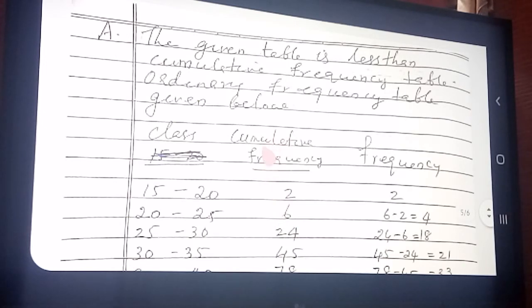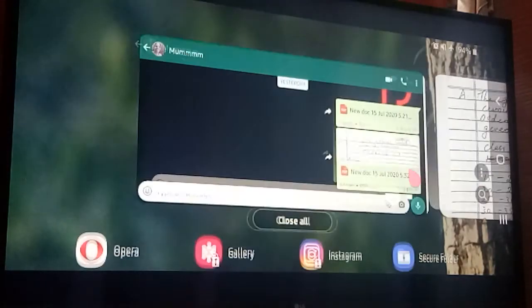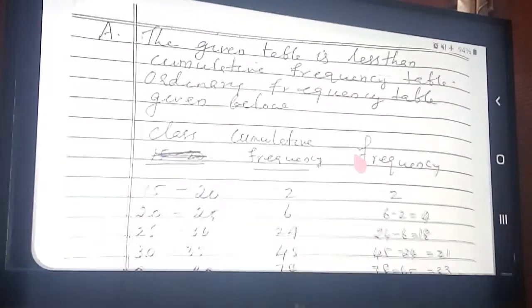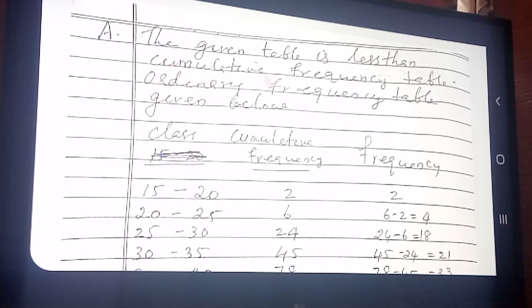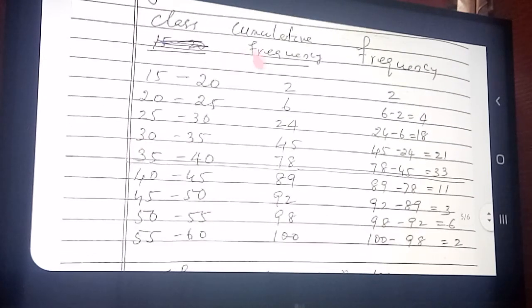See, I have written: the given table is a less than cumulative frequency table. Therefore, the given table is a less than cumulative frequency table. We have to make it an ordinary frequency table. Okay, listen here. I already explained how it comes. So now see how the table is written here.